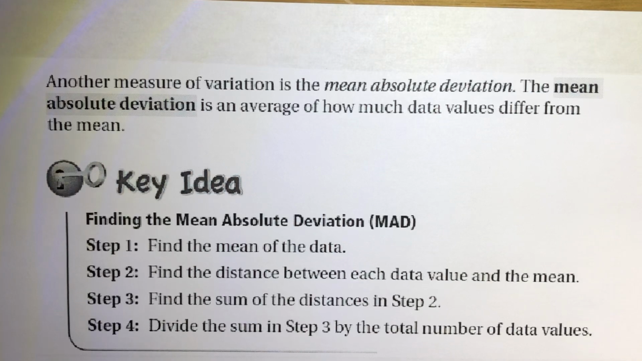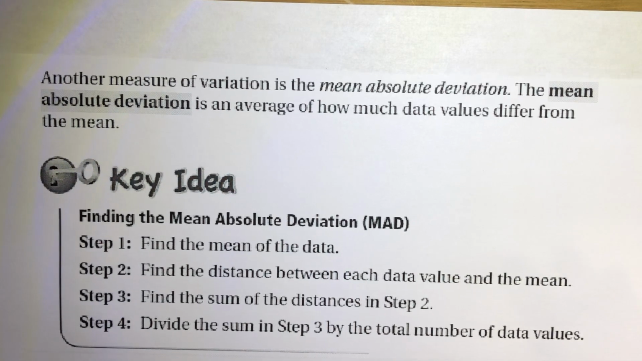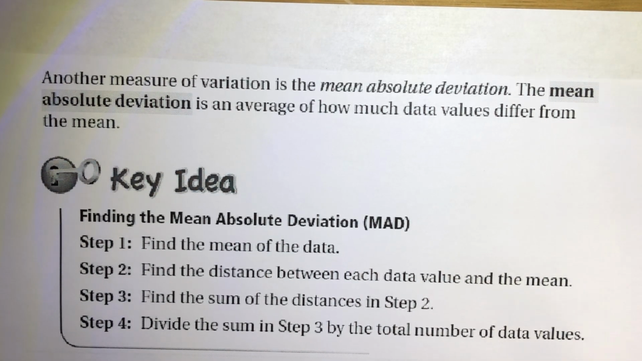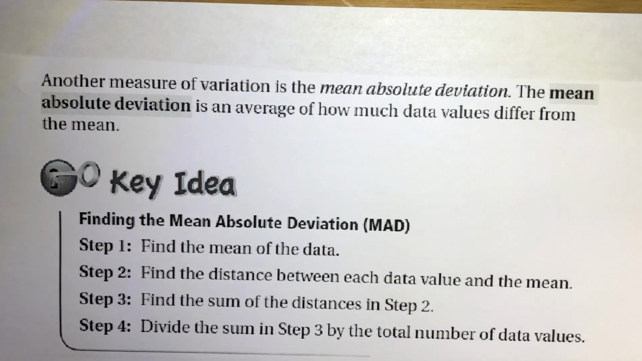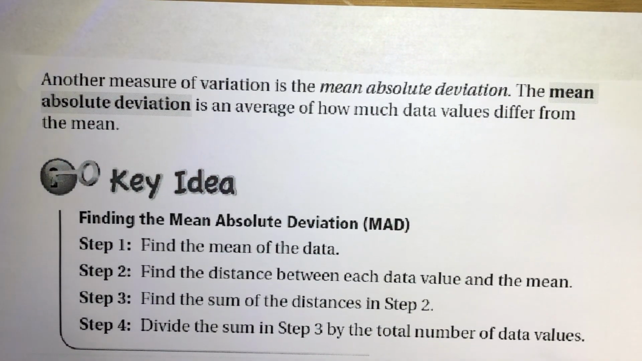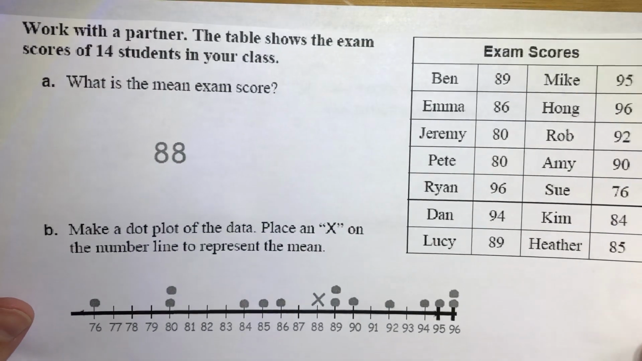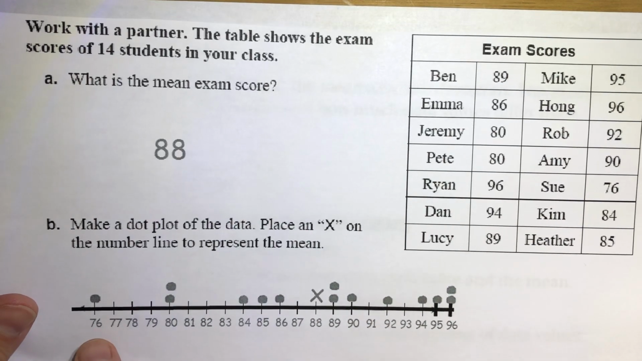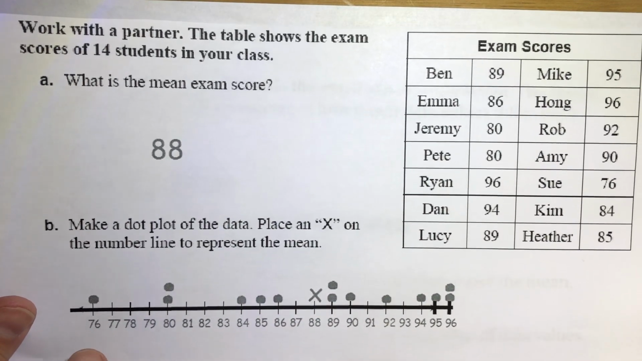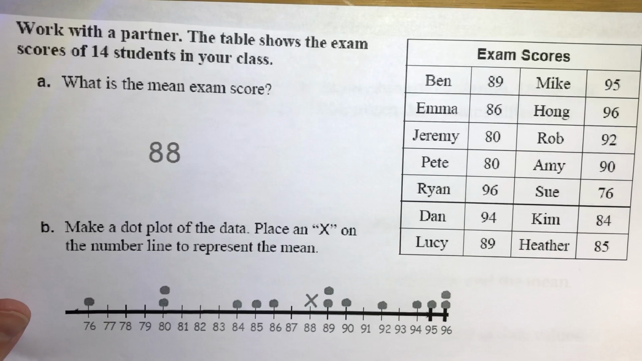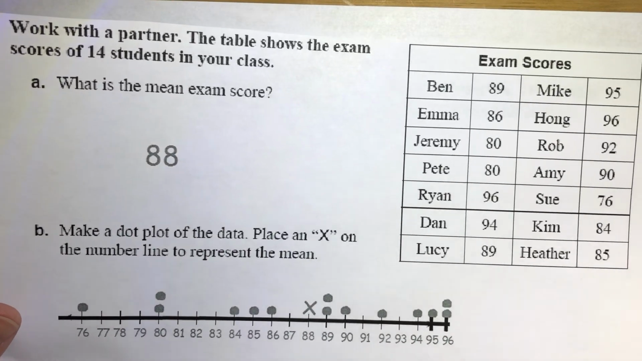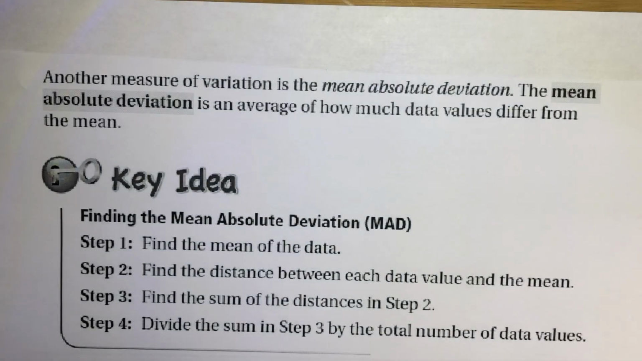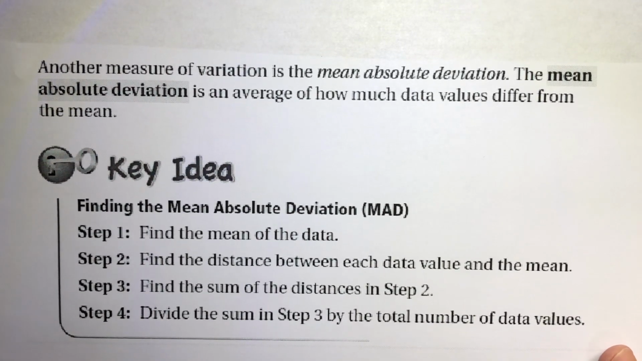So the mean absolute deviation is an average of how much data values differ from the mean. We know that the mean of this group of data was 88, but how far is that 96 from the 88? It's pretty far. How far is that 76 from the 88? It's pretty far. And so what we're going to note is this helps us to indicate how far spread out the data is. So here are the steps for finding mean absolute deviation.